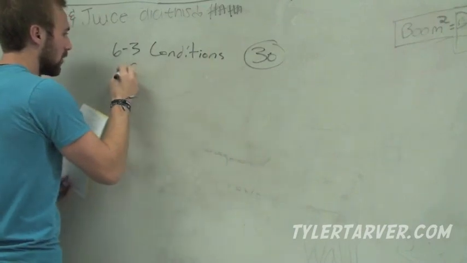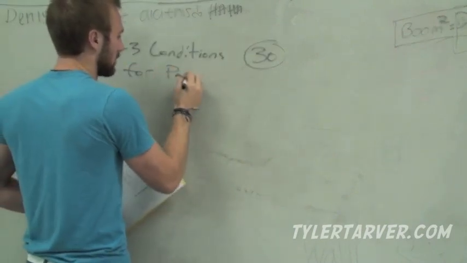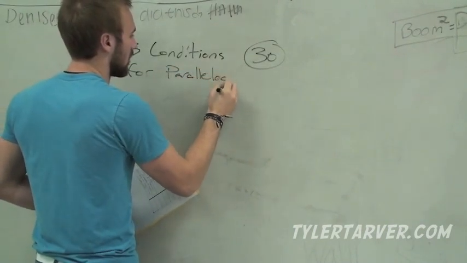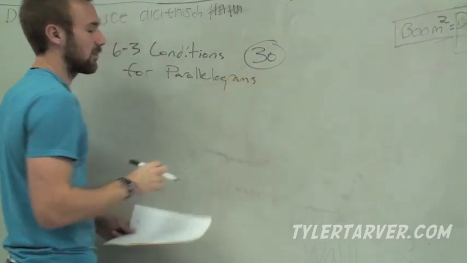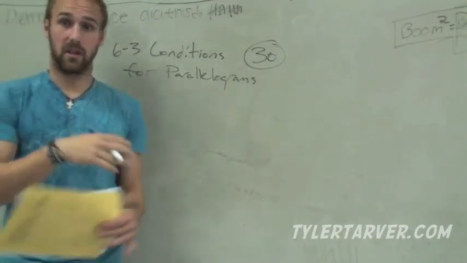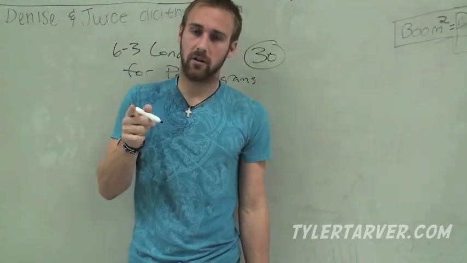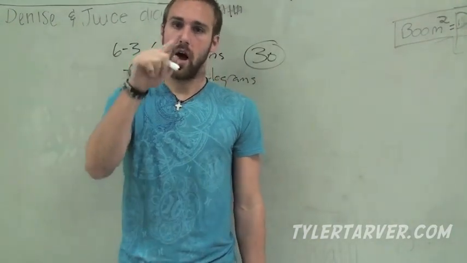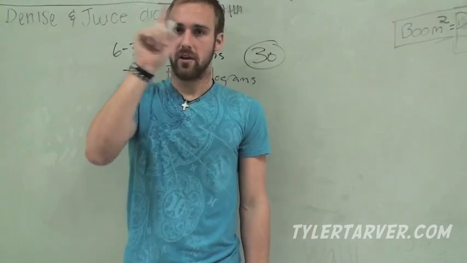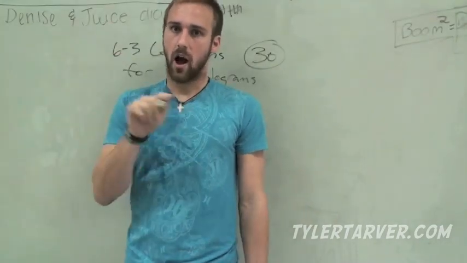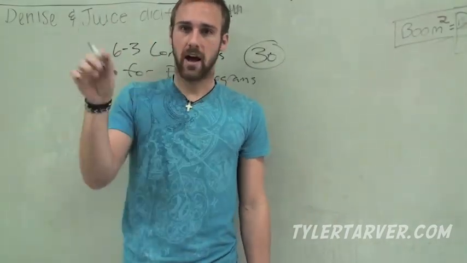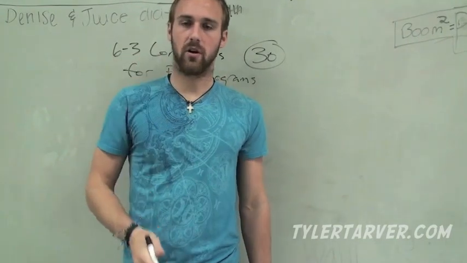Conditions for parallelograms, okay? Yesterday we talked a little bit about a parallelogram. We know a parallelogram is a quadrilateral, which has four sides. Opposite sides are parallel, opposite sides are congruent. Opposite angles are congruent. The consecutive angles are supplementary. And the diagonals are congruent.